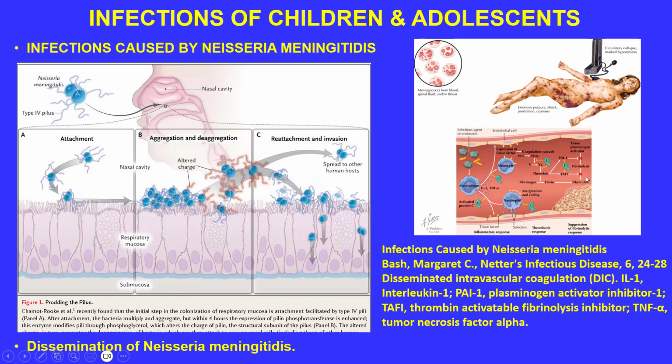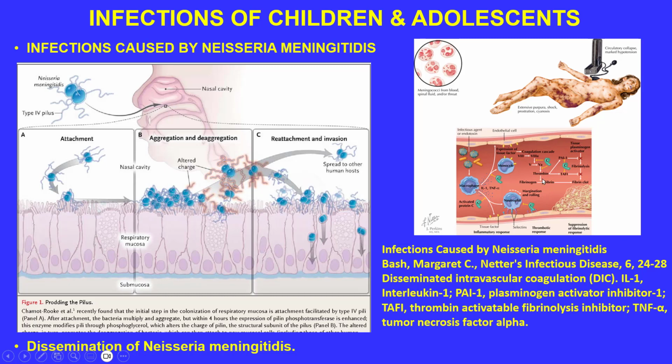These are some of the things that occur. You're going to have disseminated intravascular coagulation, like I mentioned to you. That's what some of this looks like. You will have the liberation of interleukin 1. You will have plasminogen activator inhibitor 1. You will have thrombin activated fibrinolysis inhibitor. Then you have tumor necrosis factor alpha.